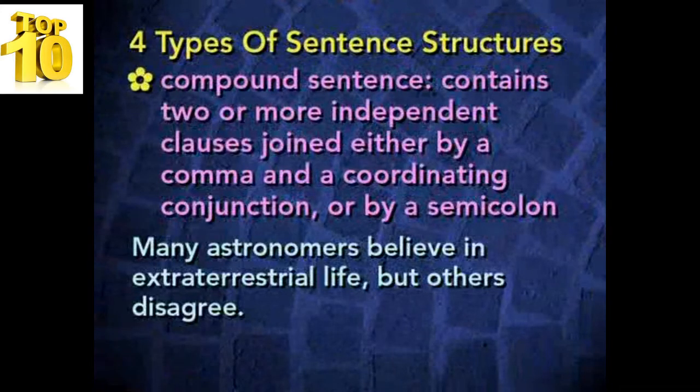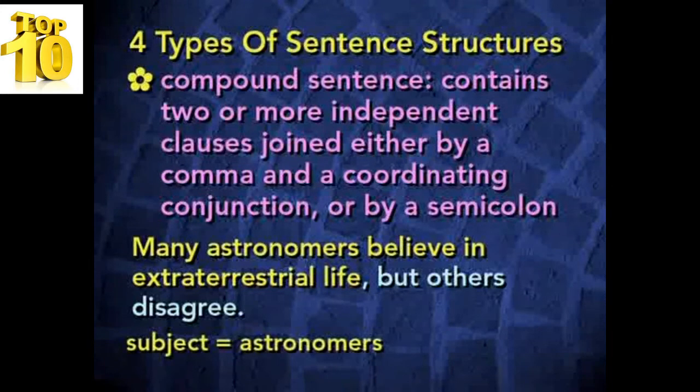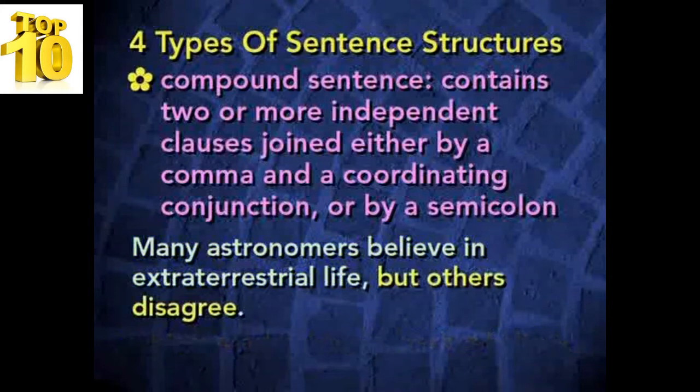Let's take a look at an example of a compound sentence. Many astronomers believe in extraterrestrial life, but others disagree. Here we have 2 independent clauses which have been joined together to form a single compound sentence. The first independent clause is, many astronomers believe in extraterrestrial life. The word extraterrestrial means life outside of this planet, outside of the Earth. That could stand alone as a sentence. It's an independent clause. It contains the subject, astronomers, and the verb believe, and it could stand alone as a sentence. Then we have the clause, but others disagree.